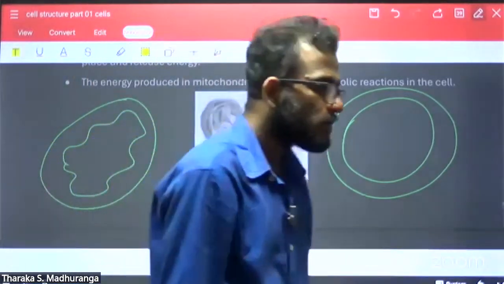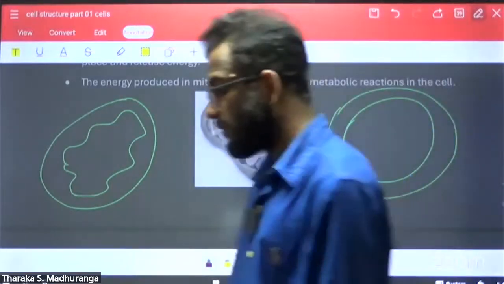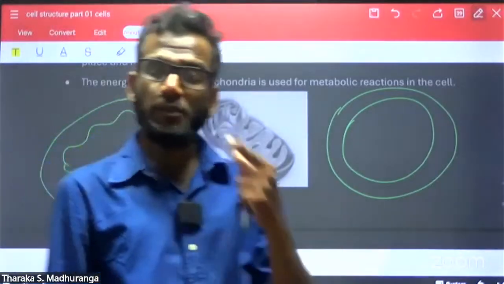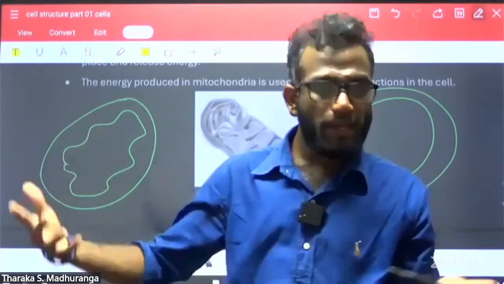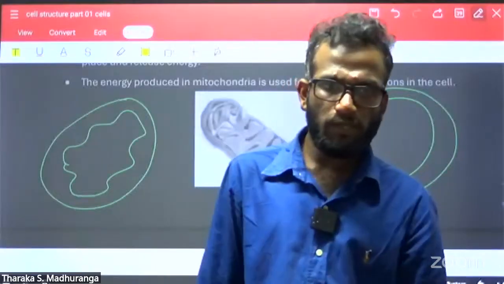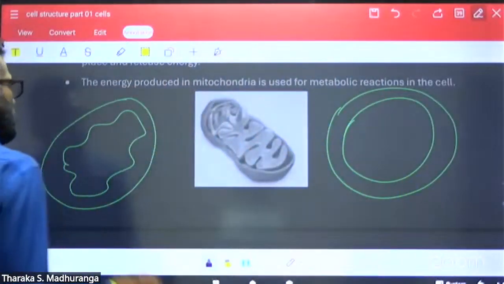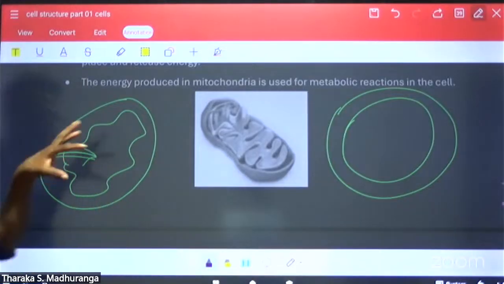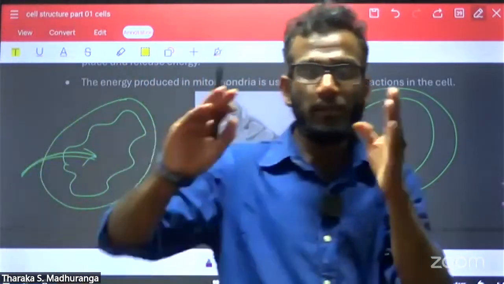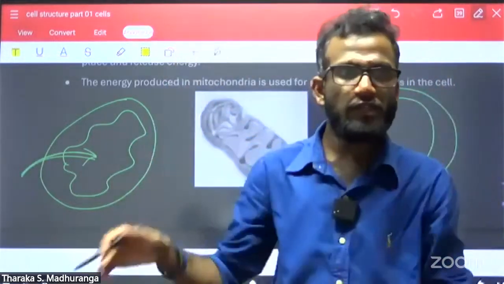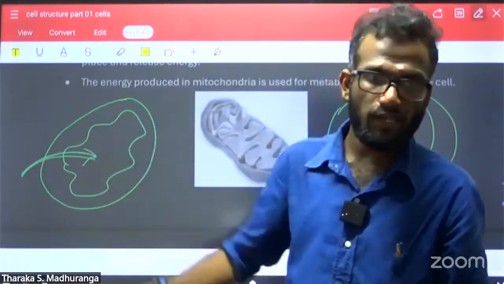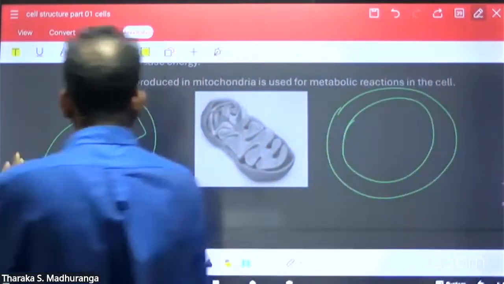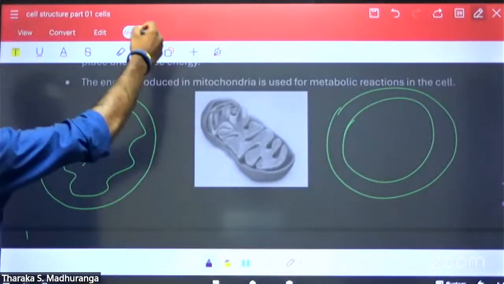Very good. The reason is to increase the surface area. Why? By increasing the surface area, more energy can be produced by cellular respiration. The cellular respiration reaction takes place in the mitochondria. Therefore the internal membrane is produced with these shapes to increase the surface area for rapid metabolic activities.